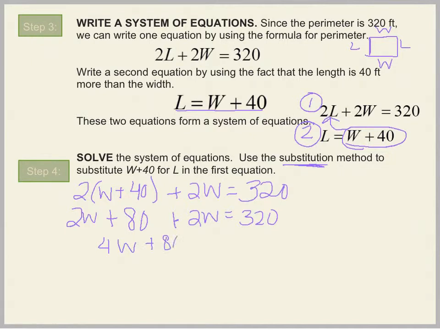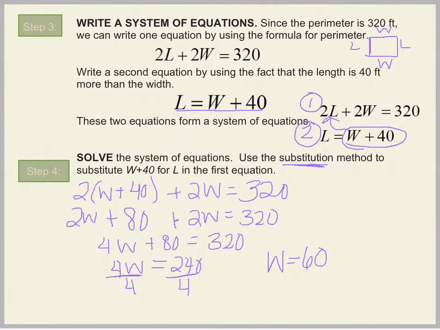4W plus 80 equals 320. And subtract 80. 4W equals 240. And when I divide by 4 on both sides, I find that W equals 60, or my width equals 60.